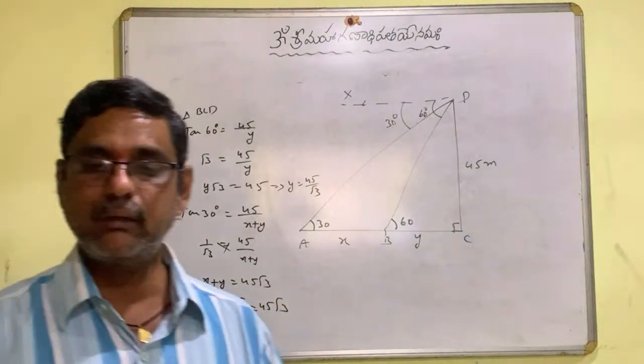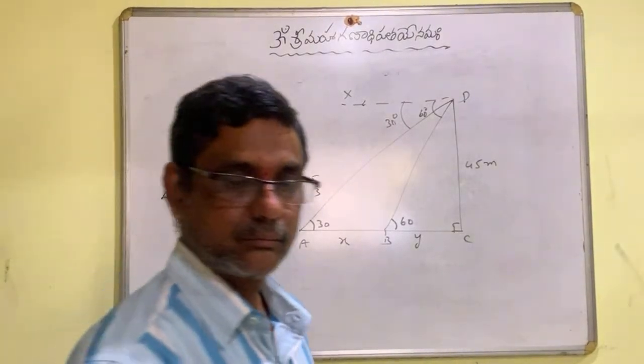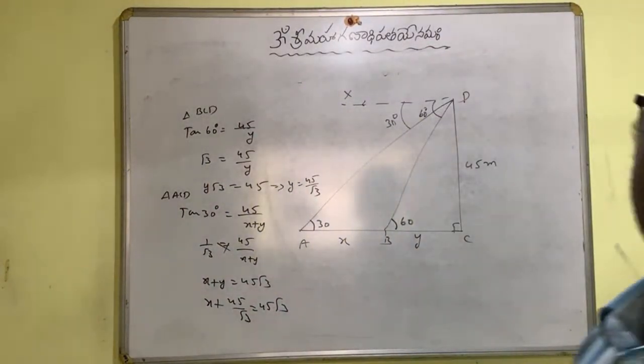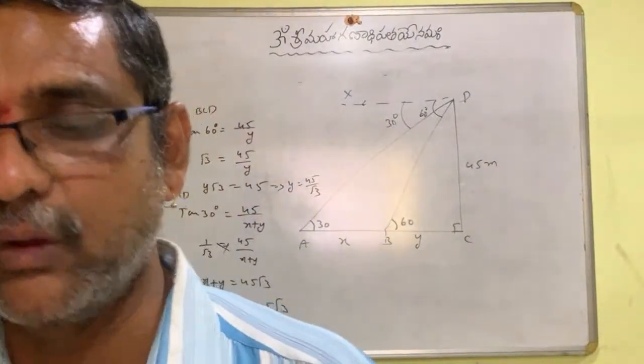Find out x, children. Root 3 value, Moksha. Very good.